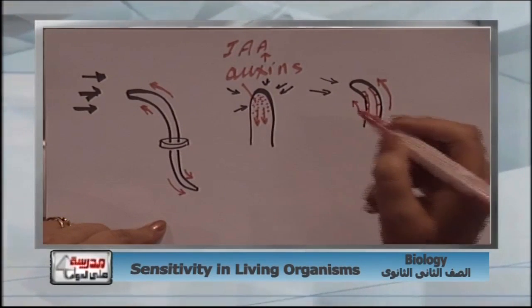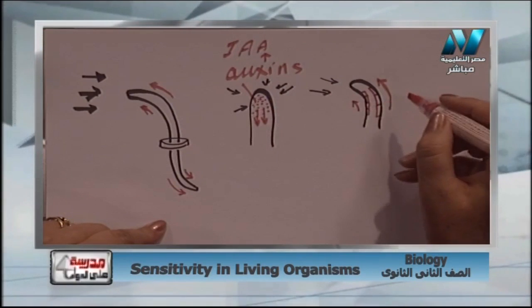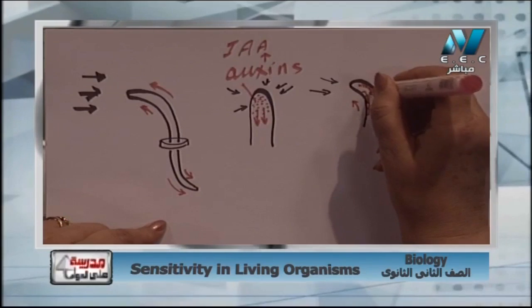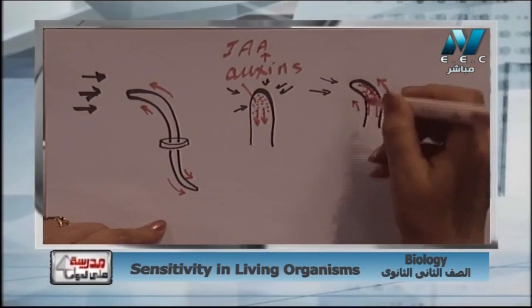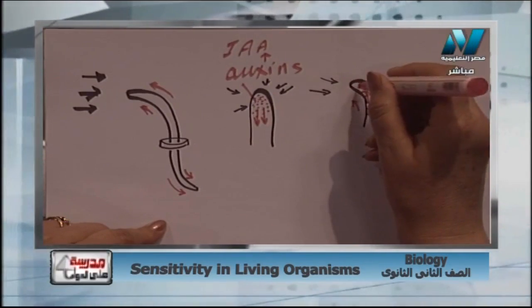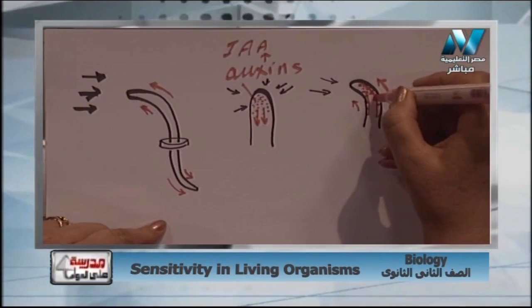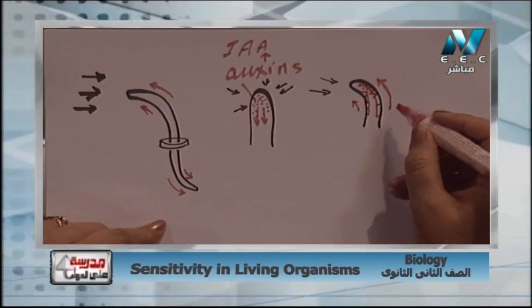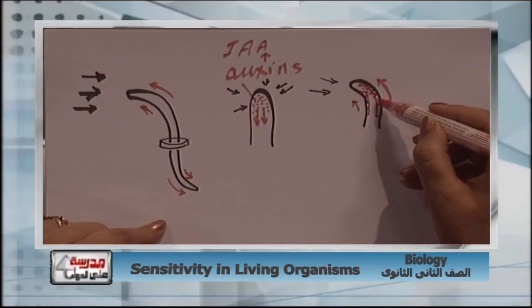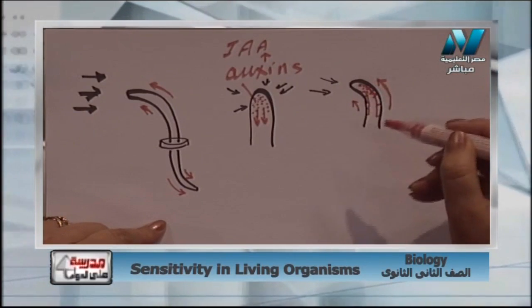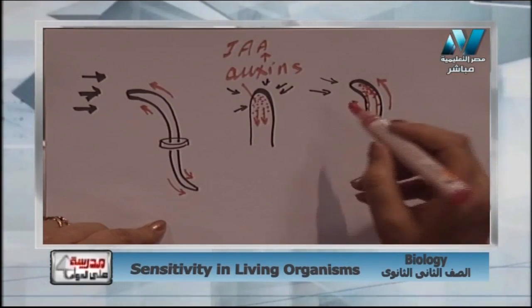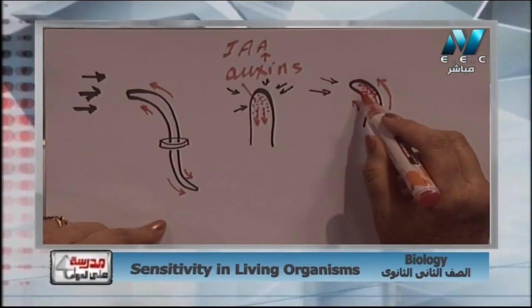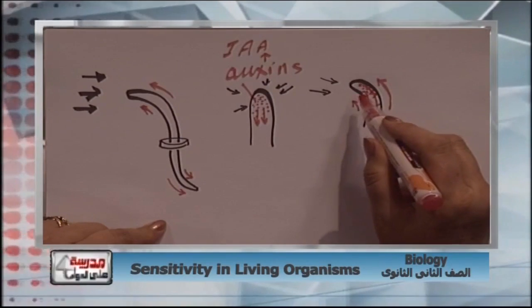Why? Because the auxins migrate in the side away from light. So we can notice that the auxins are present here in the side away from light, and the concentration of auxins is greater in this side than the other side. High concentration of auxins in the side away from light accelerates the growth. But low concentration of auxins in the side facing light causes slow growth.